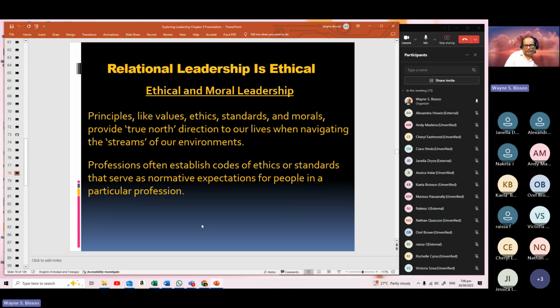Principles like values, ethics, standards, and morals provide true north direction. So, in essence, what we're saying here is those principles are supposed to be our guiding principles in life. It points to ideal behaviors, and we ought to be measuring how far away from that we are. That's why we refer to it as true north. All right.